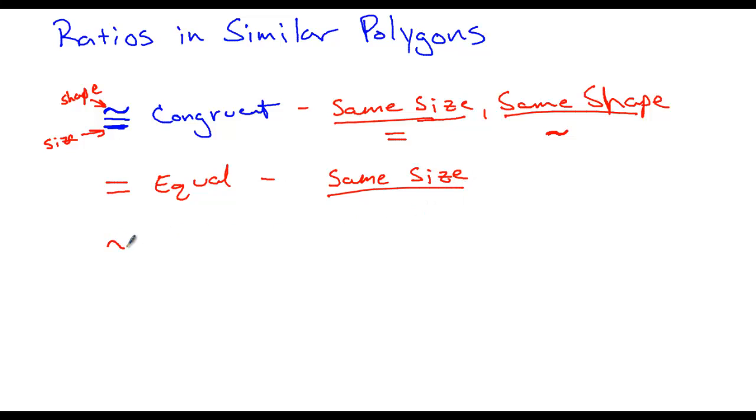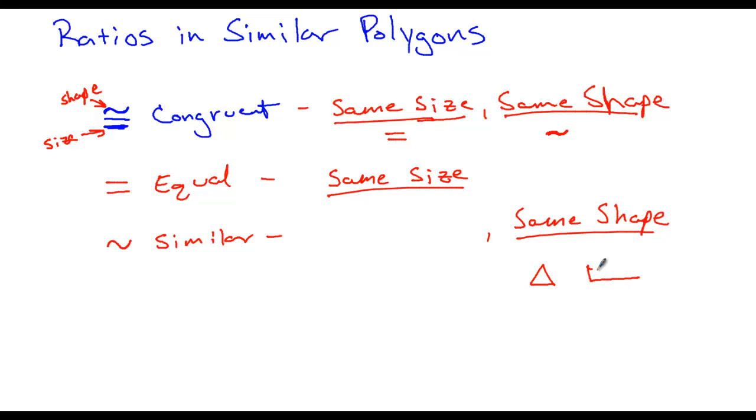And if two things are similar, well, that means who knows about their size, but they have the same shape. So that's just a little bit of math symbol history for you. One thing that you do want to keep in mind is similar does not mean same shape, like this is a triangle and this is a triangle. Okay, these are not similar shapes. They're not the same shape at all. Their angles are all different. Okay, so just keep that in mind.